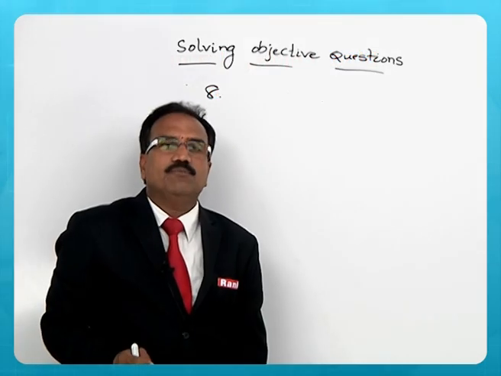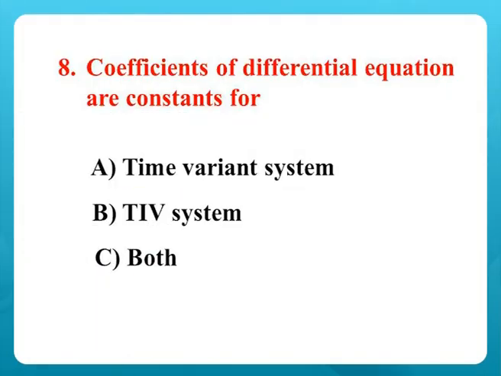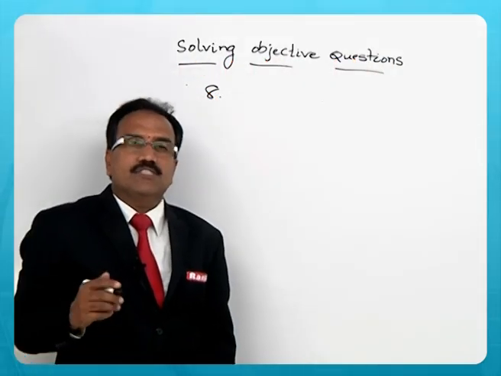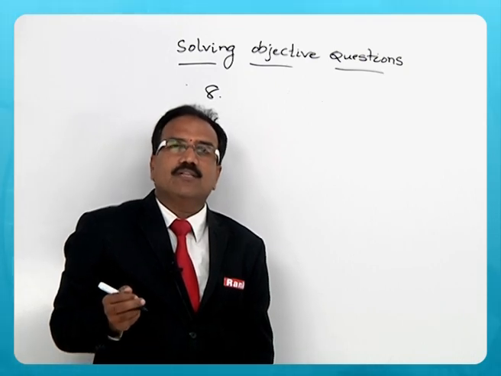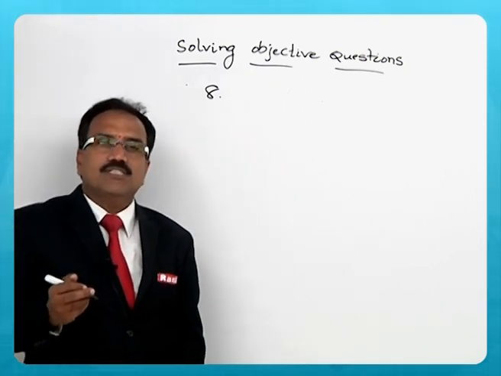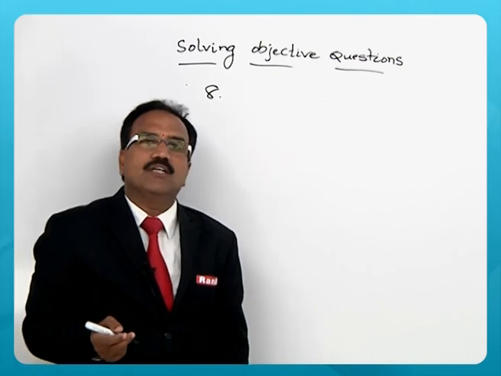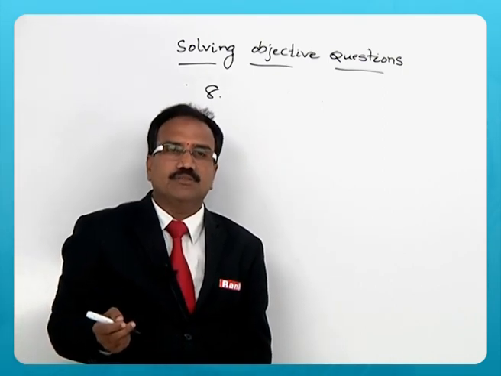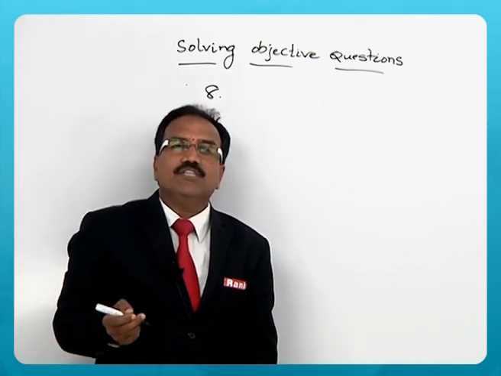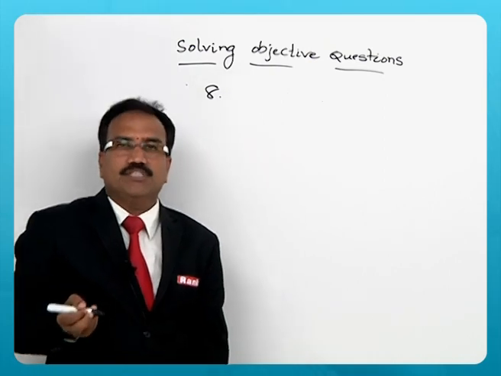Question number 8, coefficients of differential equation are constants for which system? Options are time variant system, time invariant system, both. In fact, it was explained in the previous classes that any system can be described by a mathematical model. It is a differential equation.